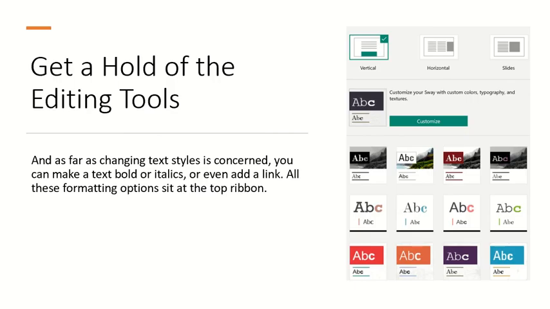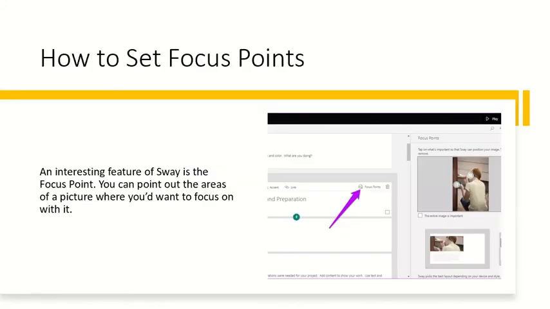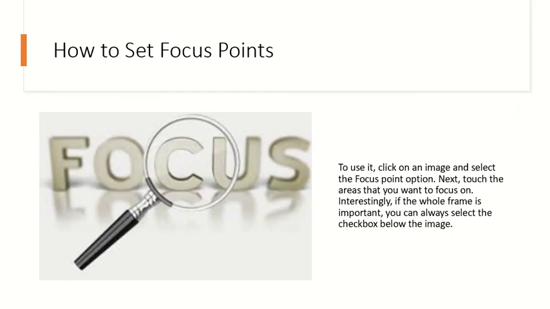As far as changing the text styles, whatever you want to do there, those are all available within the top ribbon. You can also create focus points. That's something that's different from PowerPoint, that you can point out the areas of the picture you'd want to focus on. To use it, click on the image and select the focus point option. Next, you're going to touch the area that you want to focus on. If the whole frame is important, you can always select the checkbox below the image, and that's going to grab that whole image for you and create the whole thing as a focus.